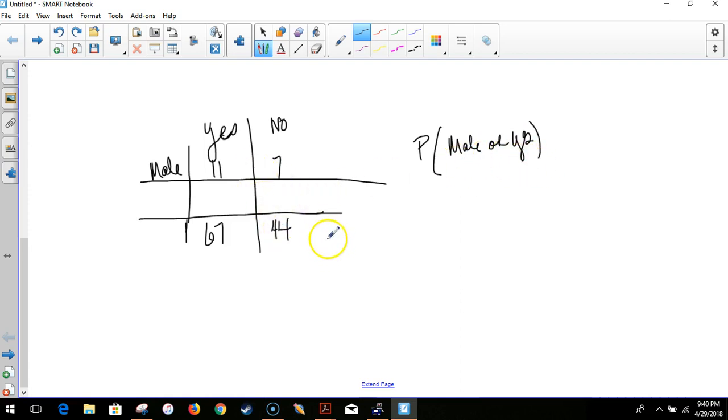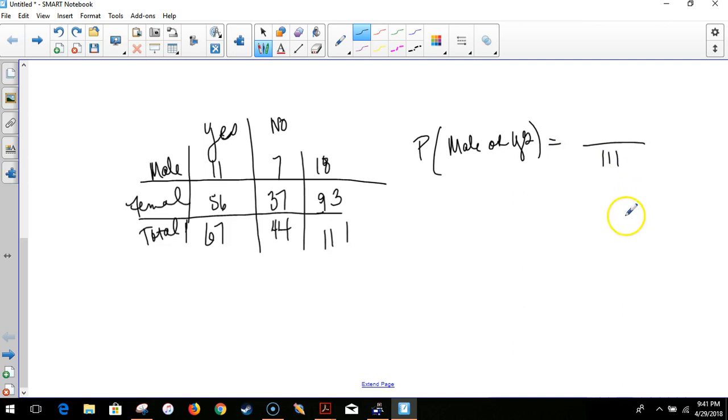So we got to figure out how many pieces of paper we have all together. Well, if 67 people said yes and 11 were male, 56 were female. 44 said no, 7 were male, so 37 were female. So I got 18 males that I talked to, many more females, 93, and I had 111 slips of paper for everybody that I spoke to. So 111 little pieces of paper in the bag.